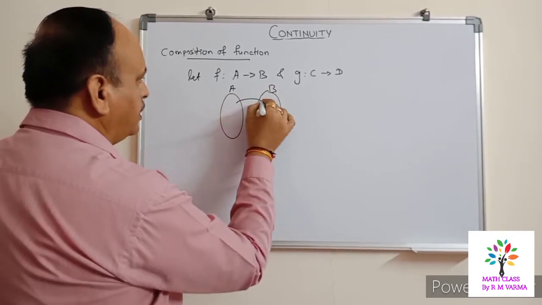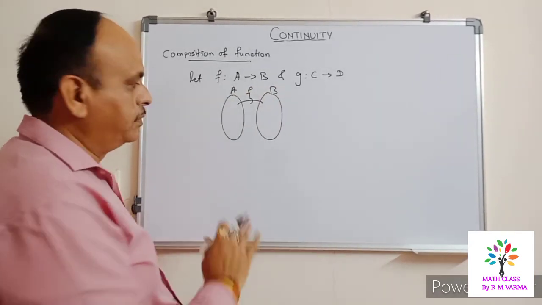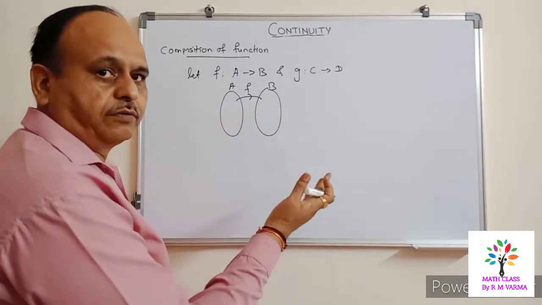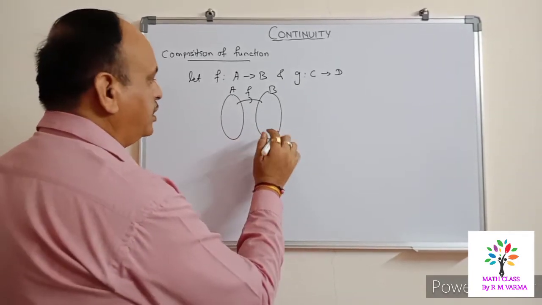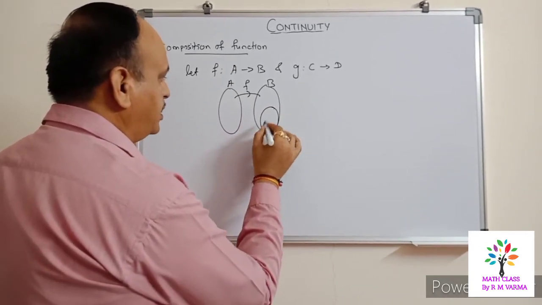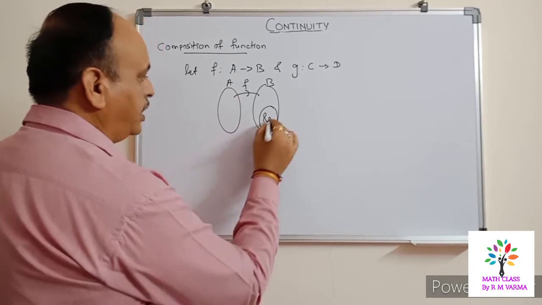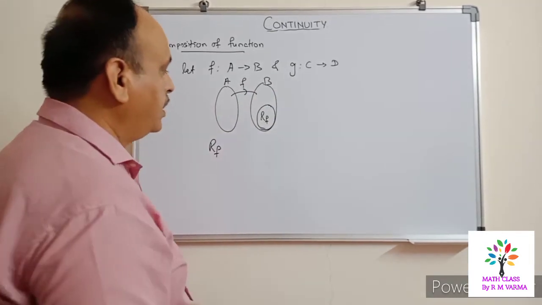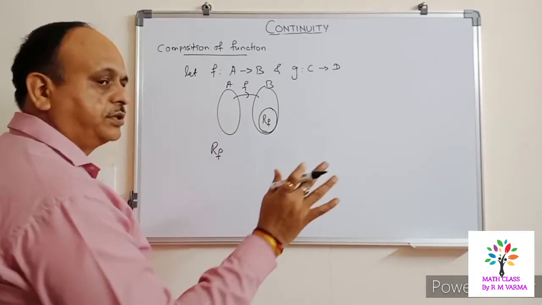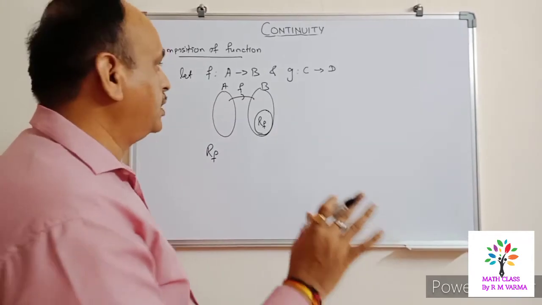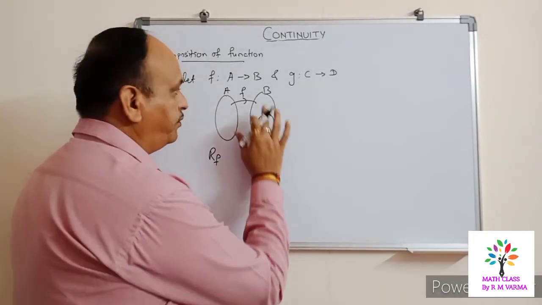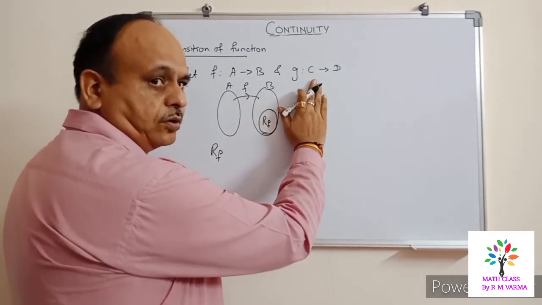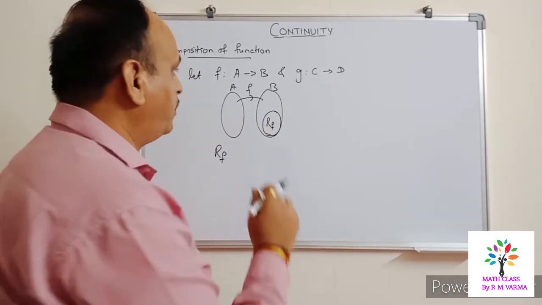So these are A and B. There is a function f defined from A to B. This is the domain, this is the codomain. When we find the answer of this, we get a range of it. Suppose the range of this function is here, Rf. I have taken the range of the function, that is the answer of this particular function. The thing is, when composition takes place, the range of the function f should be a subset of the domain of the function g. What does that mean?